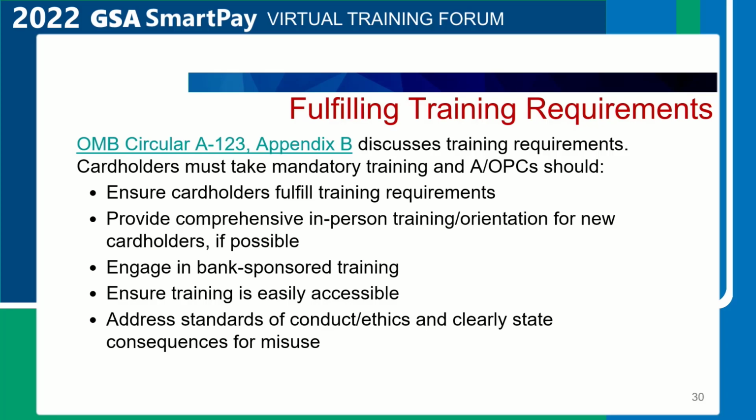This slide goes into greater detail about the training requirements found in OMB A123 Appendix B. AOPCs, cardholders, approving officials are required to take training prior to their appointment or receiving a card. There are also requirements for refresher training found in the circular. Cardholders can take online training via the GSA SmartPay website, but this forum is a great place for AOPCs and approving officials to get training in managing your program. Some agencies also have their own agency-specific training that is required.